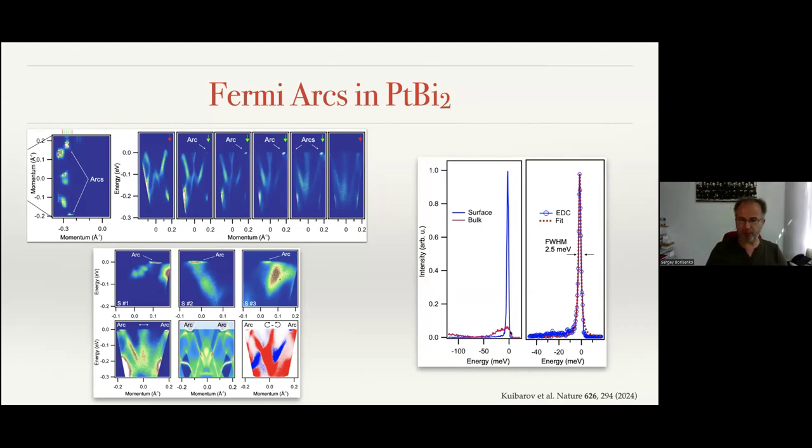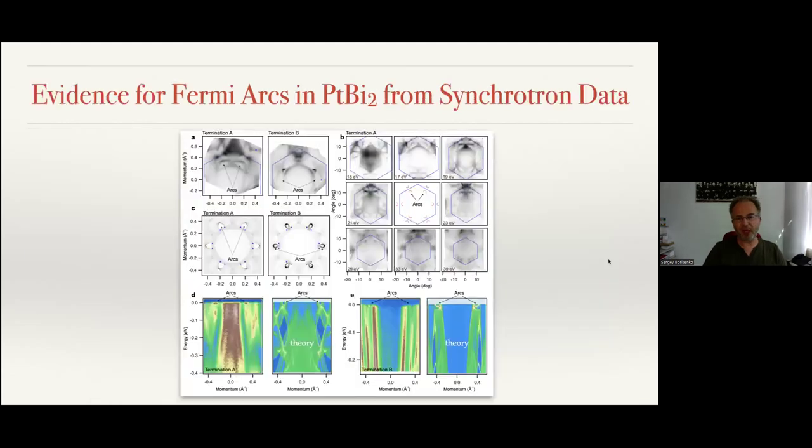But I come back to this point later. So now we know that there are arcs. We know where to search them. We went again to the synchrotron and had a closer look. You need to have a very high resolution in order to record such data.